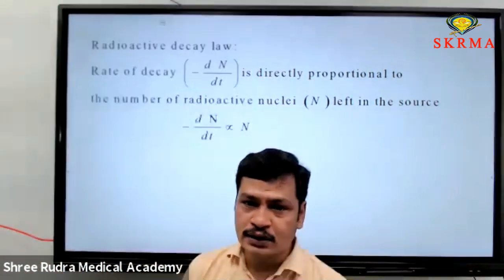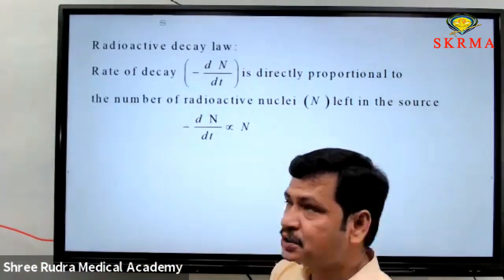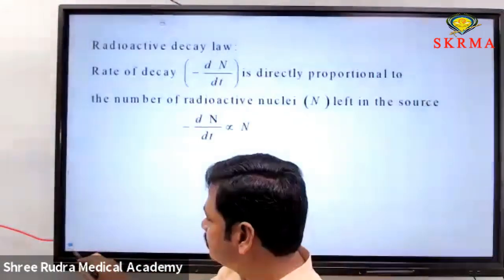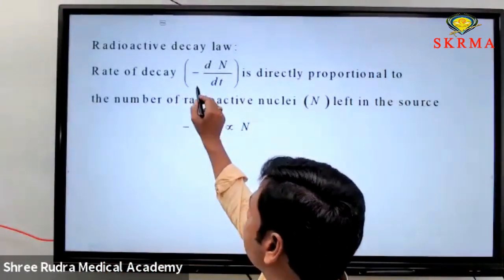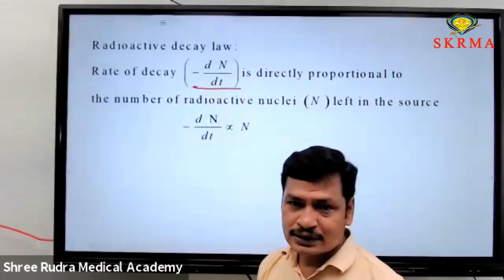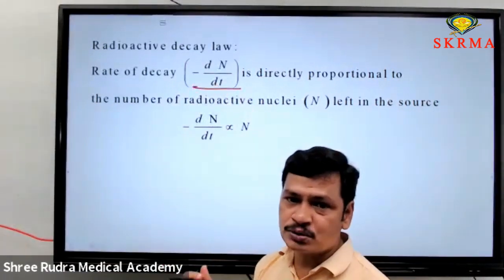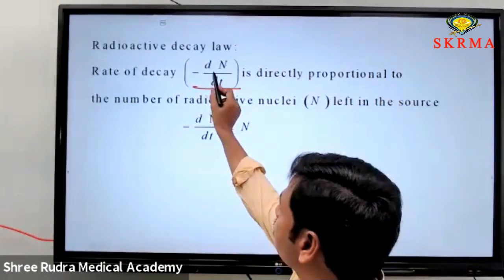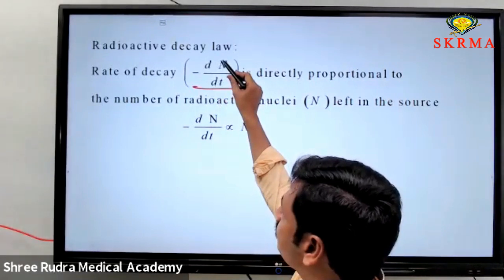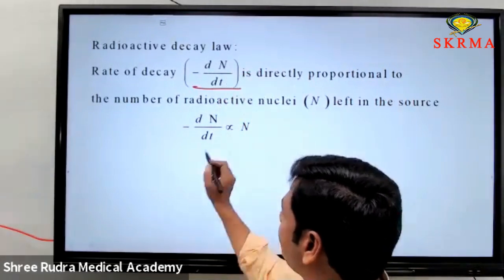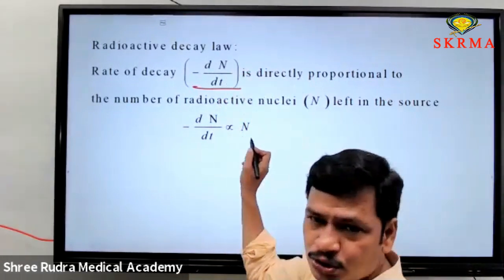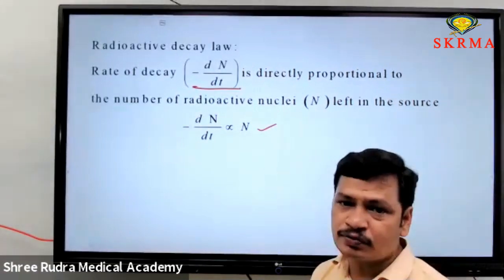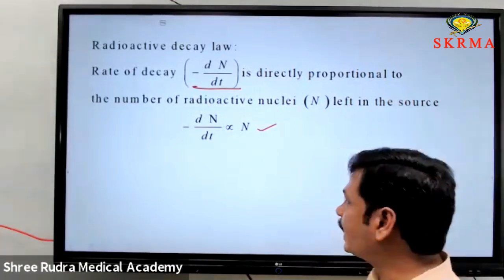According to radioactive decay law, the rate of decay is represented by dN by dt. Here the negative sign represents that the initial number of nuclei or parent nuclei decreases with time. This way, the rate of change of radioactive nuclei, minus dN by dt, is proportional to the number of nuclei. N is the number of nuclei at a time t.